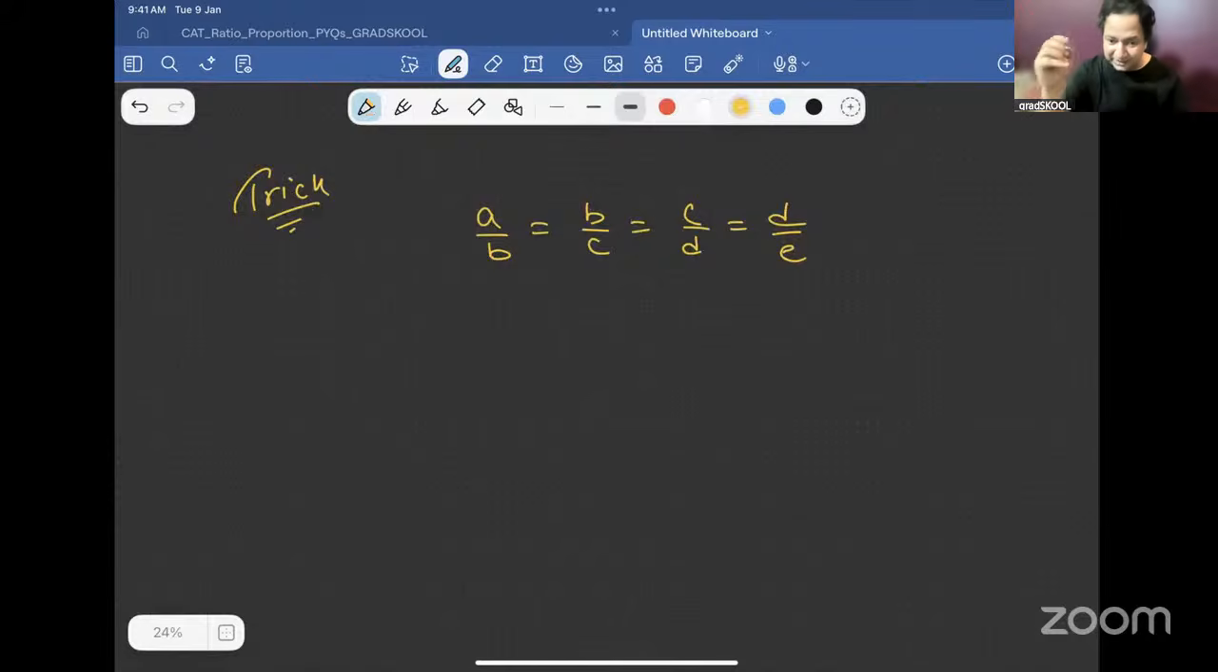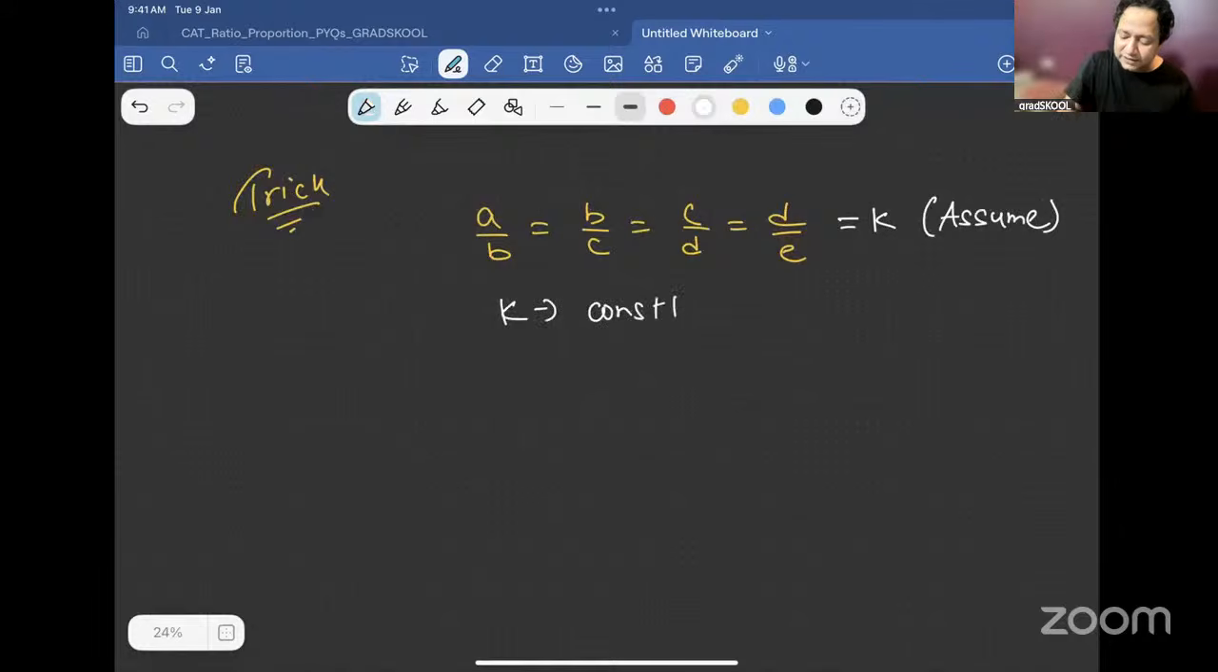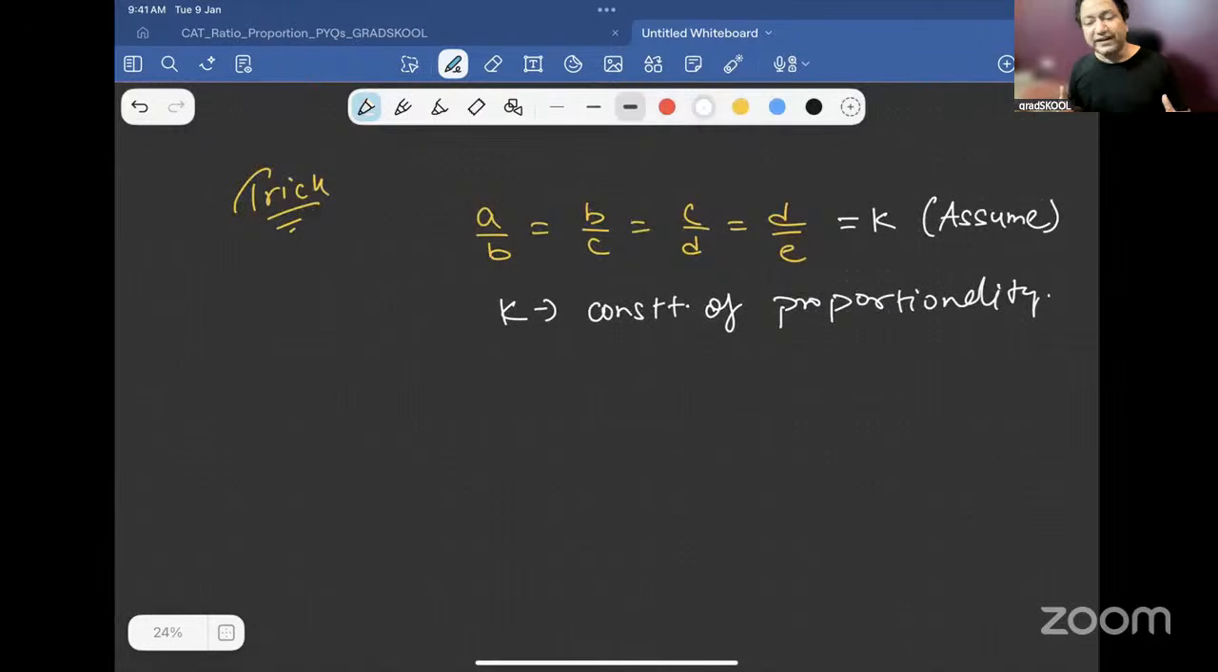In that case, we will just assume that they are equal to K. That's an assumption. All right. And what is K here? K is known as the constant of proportionality. All right. So now we are discussing the constant of proportionality. So K is an arbitrarily chosen constant. We just choose it out of nowhere.